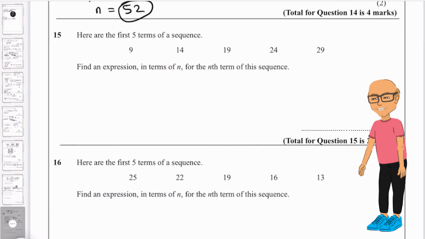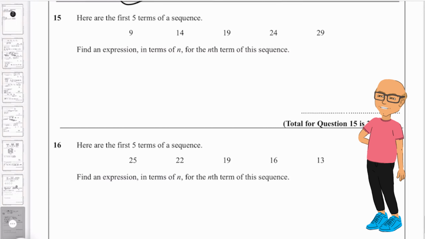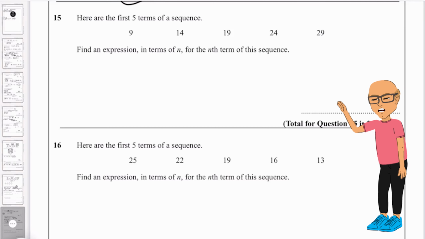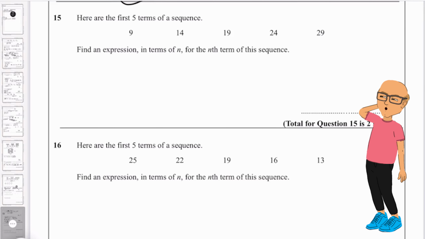Okay, so question 15 and 16, I'm going to hand this over to you. Please go ahead and attempt this question. Don't forget the 2-step method I follow, and then press play when you're ready to go.